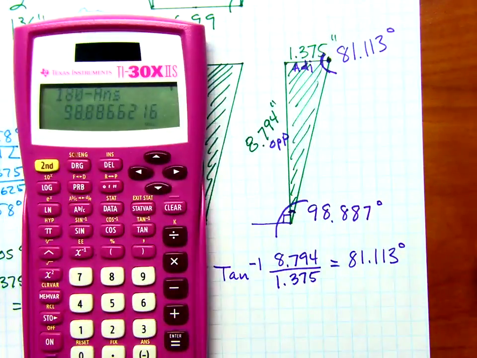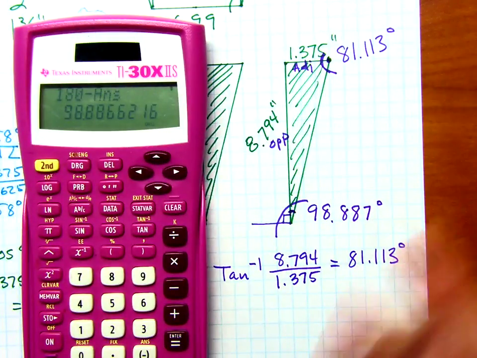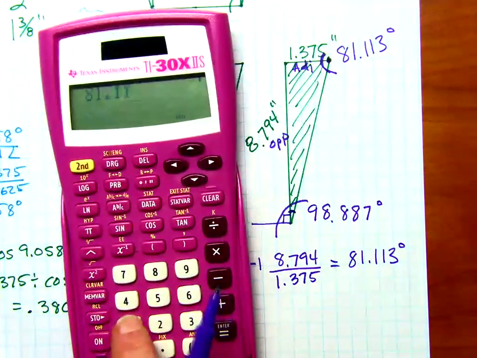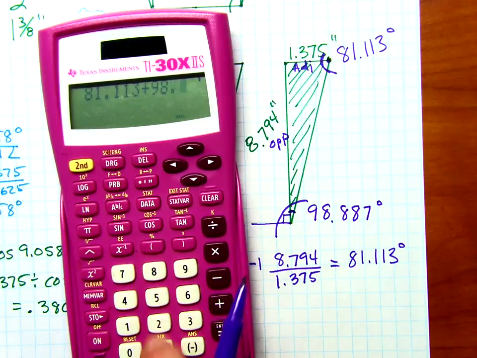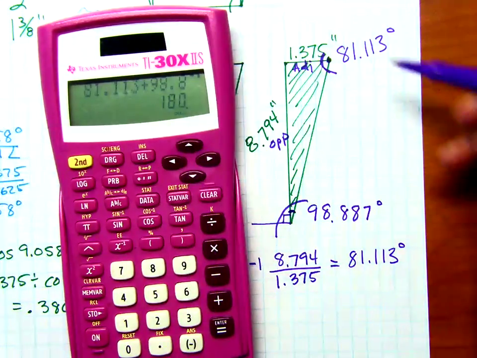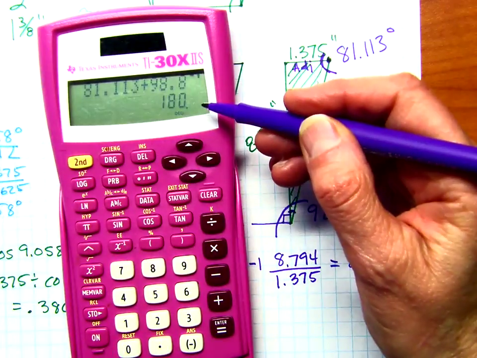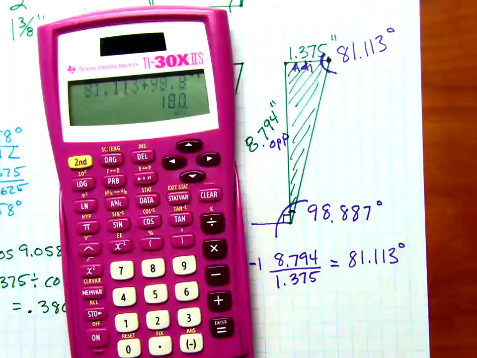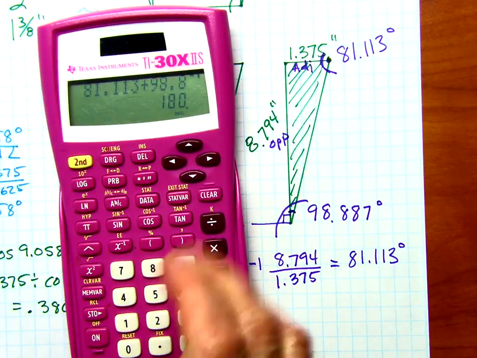Now, if we were to add these two numbers together, we should get 180. So let's go ahead and do that just to double check. Sure enough, we get 180. If you don't get 180, then you want to go back and review your math. You might have punched in something incorrectly. Sometimes that happens. All right, we are almost done.